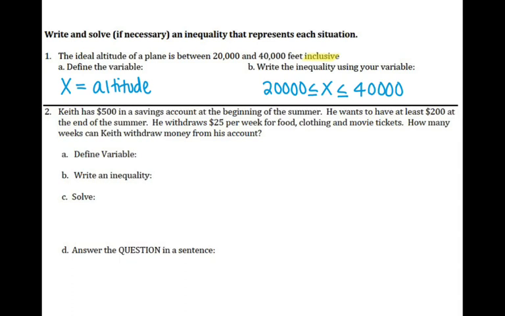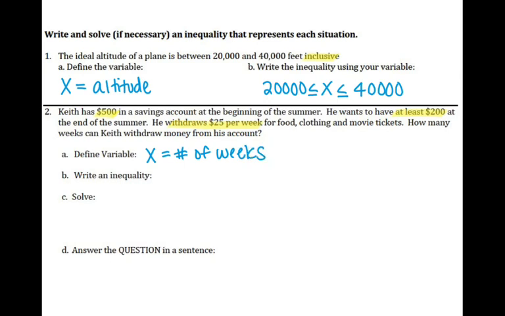Okay, number 2. Keith has $500 in his savings account at the beginning of the summer. He wants to have at least $200 at the end of the summer. He withdraws $25 per week for food, clothing, and movie tickets. How many weeks can Keith withdraw money from his account? So we're going to start by defining the variable. I'm going to let x equal the number of weeks.